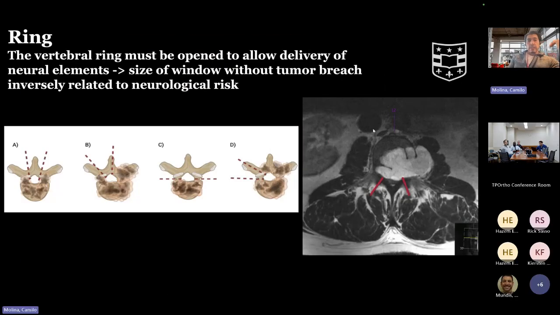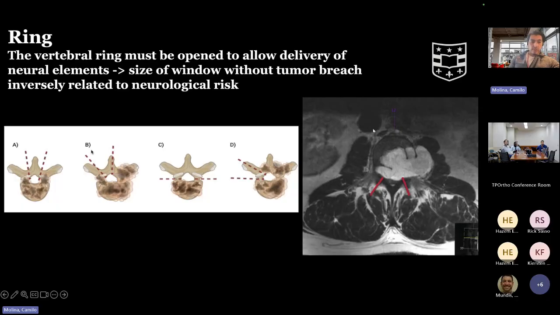Now, last but not least is ring, the last part of the classification system. So the ring talks about where you need to open the vertebral ring in order to safely deliver the neural elements as you're rotating that vertebra out of the field, out of the patient, the vertebra that contains a tumor. And of course, the bigger the window that you can make, the less neurologically risky that maneuver is. So if you can do a conventional complete laminectomy, as in A here, without getting into the tumor, that means that the entire posterior elements can essentially be removed.